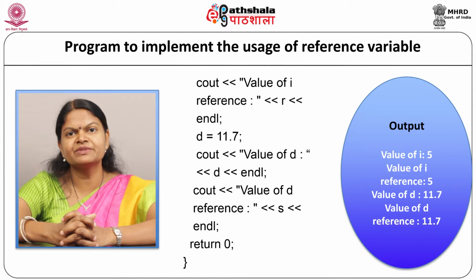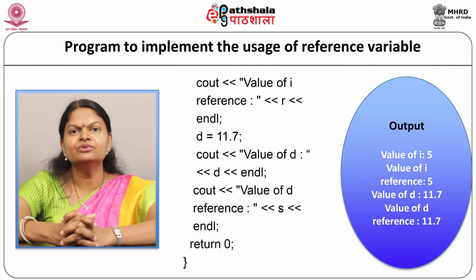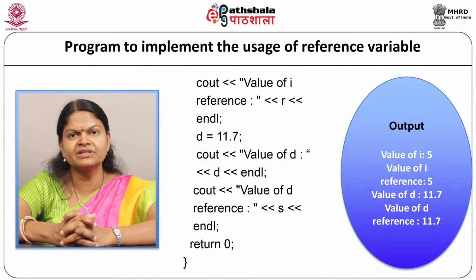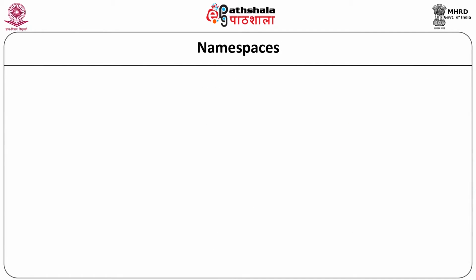The output of this particular program will be the value 5, which is for the integer variable i, and its reference variable will be displayed as 5, and the value of variable d and its reference variable will be displayed as 11.7.